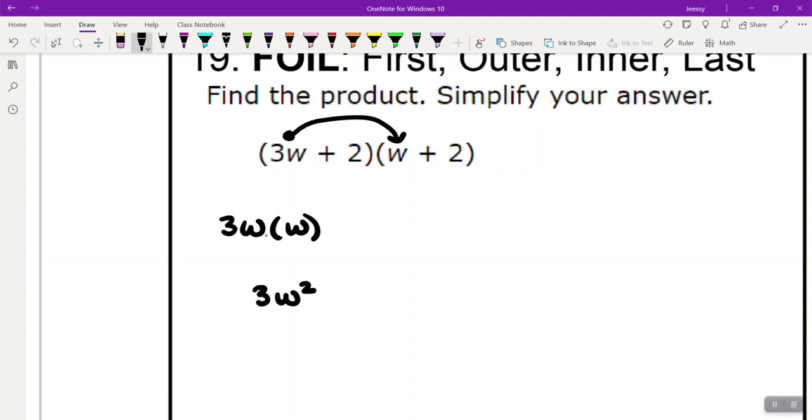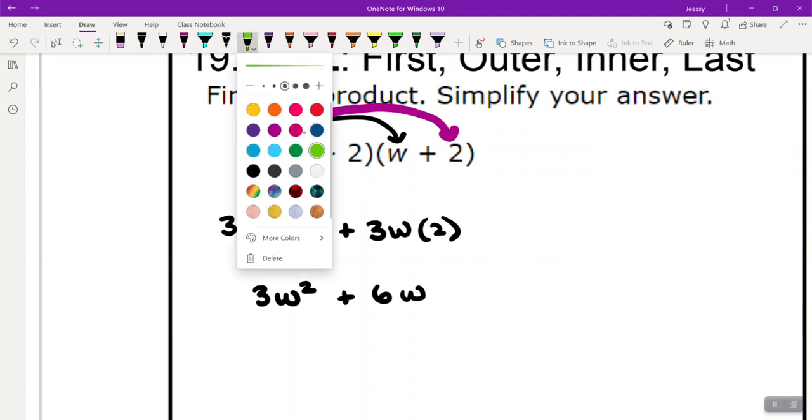Right? Now that we've multiplied that, now we're going to take the 3w and we're going to multiply it with the 2. What is 3w times 2? So 3w times 2 is going to give you 6w. All right, now if I keep on drawing, I'm done with the 3w, right? Now I need to distribute this positive 2. But if I draw more arrows here, it gets complicated.